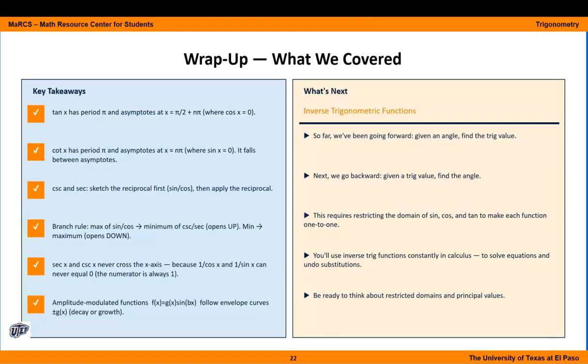To wrap up, today we learned tangent and cotangent have period of pi and involve asymptotes. Secant and cosecant are built from reciprocals, and damped functions introduce changing amplitude through envelope curves. Next, we'll study inverse trigonometric functions.